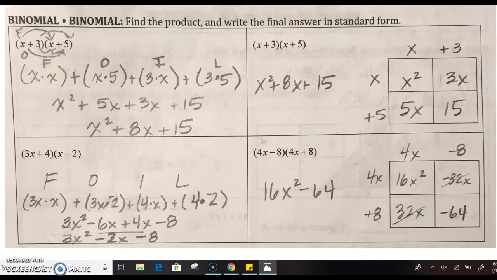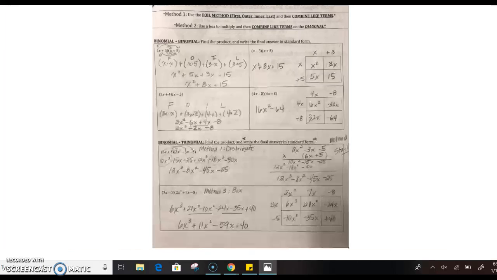So I'm going to start by using the FOIL method. So I will begin by multiplying my first terms, 3x times x. O is my outer, so 3x times negative 2. Then my inners is positive 4 times x. And then my last is 4 times negative 2. And then again, you can see here I've simplified that. So I have 3x squared.